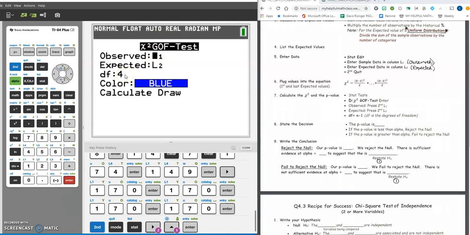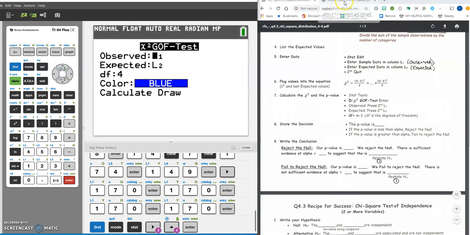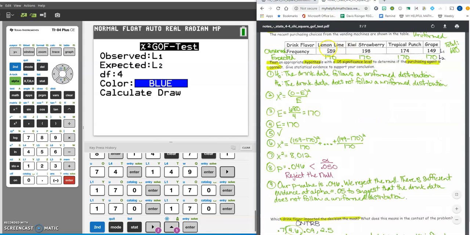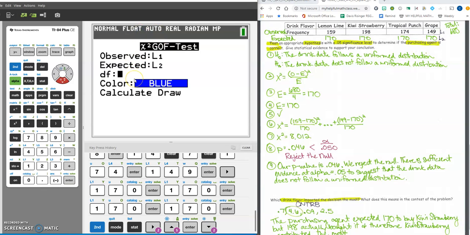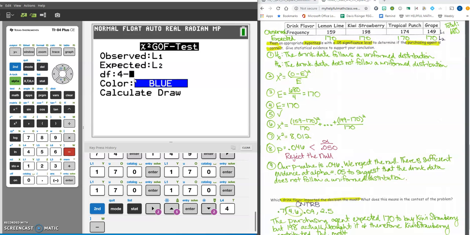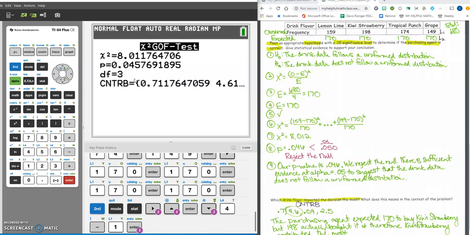I now need to do degrees of freedom. Remember, it's based on degrees of freedom is n minus 1. If we look at our notes, we had 4 flavors, so your n value is 4. So I'm going to do n minus 1. So 4 minus 1. Again, type that in, let it do the math for you, continue on, and calculate.